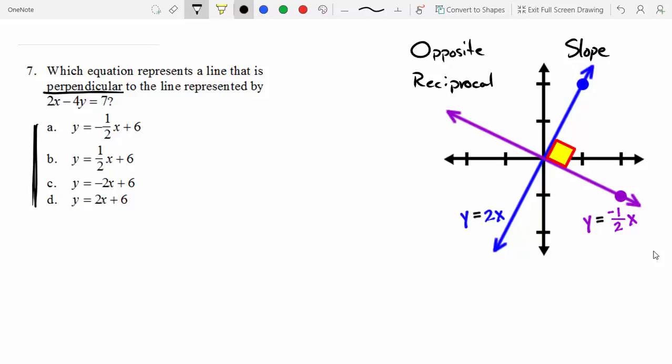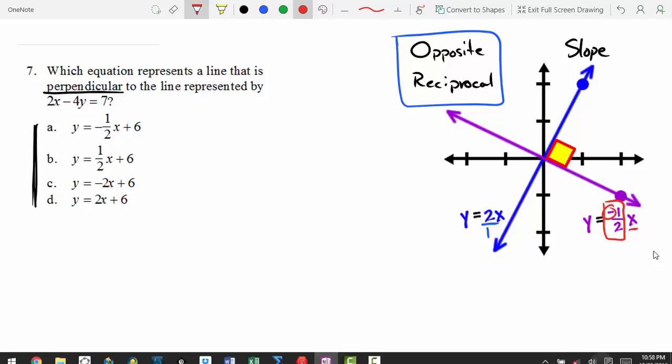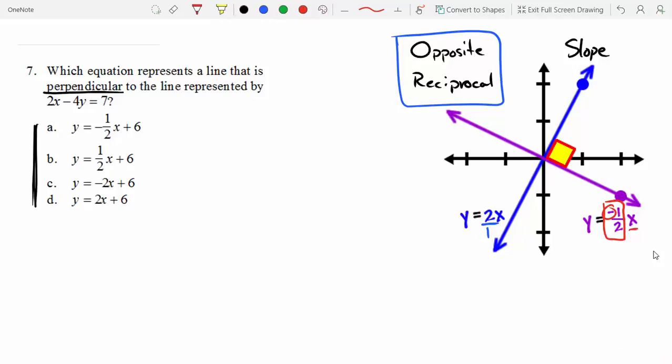So check out this diagram. When lines are perpendicular, their slopes are going to be this opposite reciprocal thing. So the slope of the blue line is 2, or in other words, 2 over 1. Things are perpendicular when their slopes, like the number next to x, are the opposite signs. So this is negative, whereas this one was positive. This one was 2 over 1, whereas this one's going to be the reciprocal, 1 over 2.